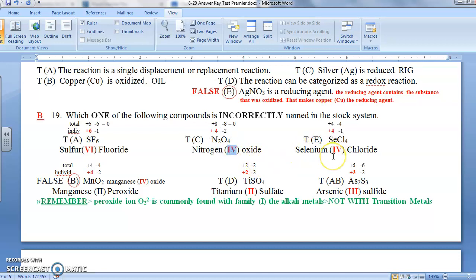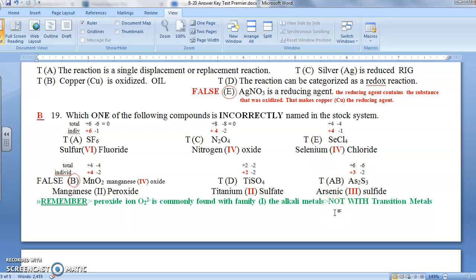Letter C, what do we got here in letter C? This could be called selenium tetrachloride. It could also be called stock system, where we use a Roman numeral. Chlorine is third highest electronegativity. The chlorides would have a -1. We have 4 chlorides at -1 for a total of -4. Overall, there's no charge, so the selenium would have to add up to +4. We have 1 selenium adding up to +4, so the selenium is +4. That would indeed be selenium 4 chloride.